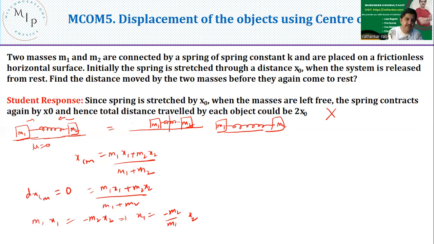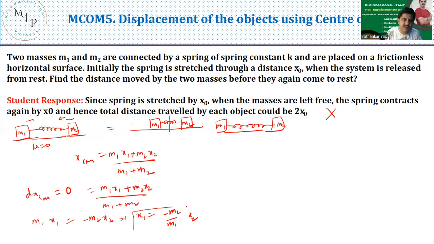That's what I said. If M2 and M1 were the same, then definitely M2 would be equal to M1 and X1 equal to minus X2, which means what? The moment you leave it, both the masses will travel equal distances. But here the masses are different. So therefore, this is incorrect.